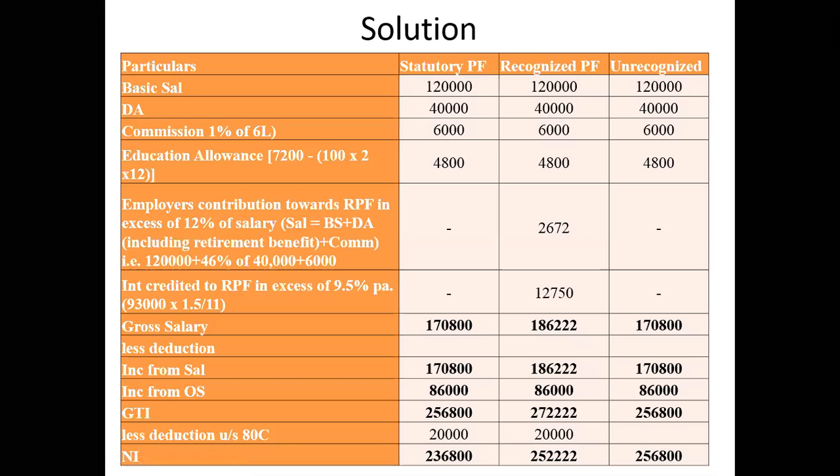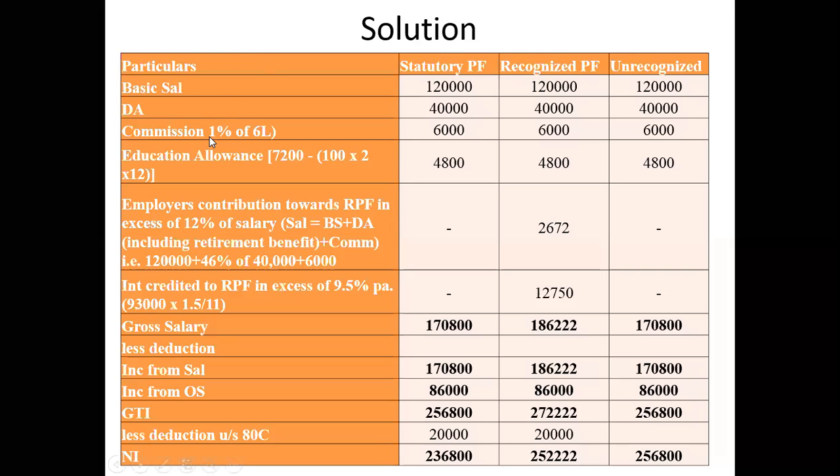The 46% of DA we have to consider only when he retires from the services. Only when he is due for retirement, that time it has to be considered. He is still in service, so we did not consider that partial percentage given as far as DA calculation is concerned. So we have to consider the full DA here. Any doubts in understanding this? Others, please respond. Are you able to understand why I have taken 40,000 and not 46% of 40,000? Yes, sir.